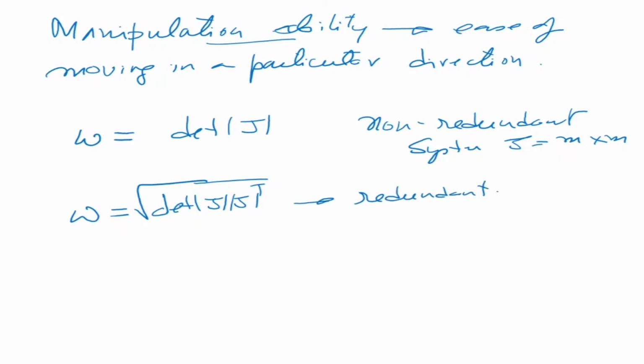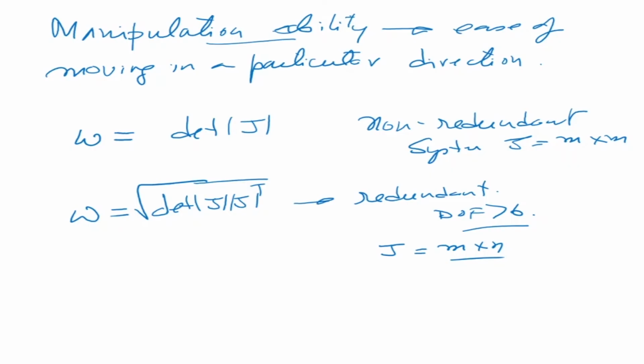The redundant system means, for example, if the degrees of freedom are greater than 6, then it's a redundant system. In that case, J is non-square, it becomes M into N. It is a non-square matrix. So this basically gives us an indicator of the ease with which you can move in a particular direction. This is called our manipulation ability. Now let us understand this graphically.